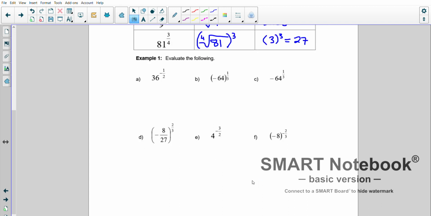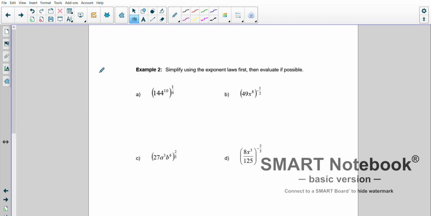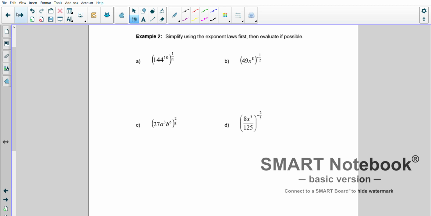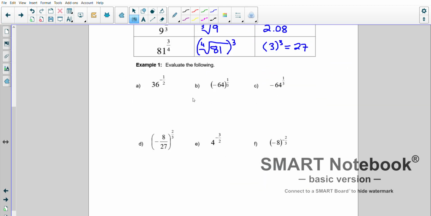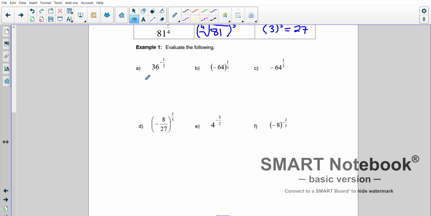All right, so let's go through a few of these. They're not too many. I'll try to get this under 20 minutes, and I'll work through some of these. So we have a negative exponent, 36 to the power of negative 1/2. So this is going to become 1 over, I am not changing the base, 36 to the power of positive 1 over 2, which equals 1 over the square root of 36, which equals 1 over 6.